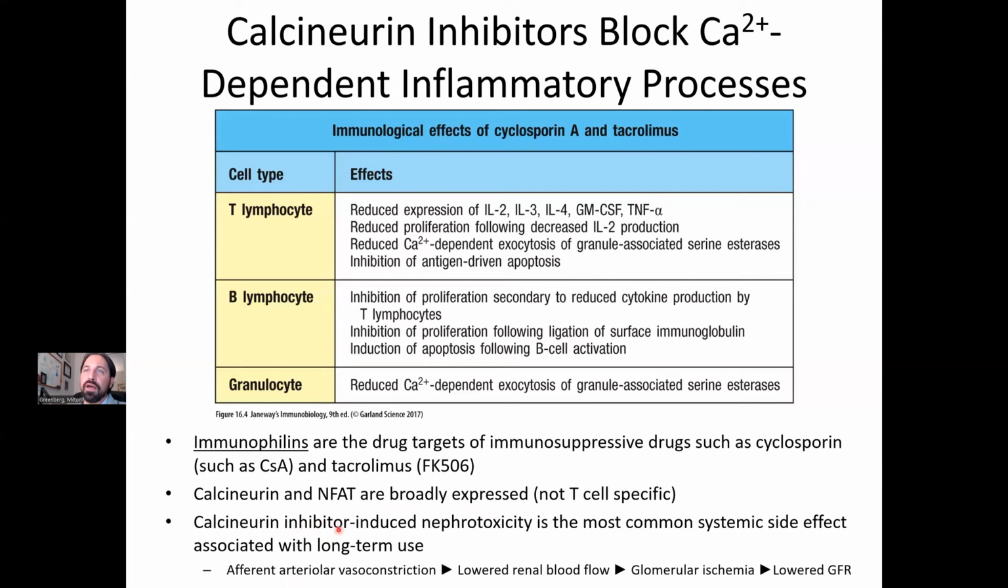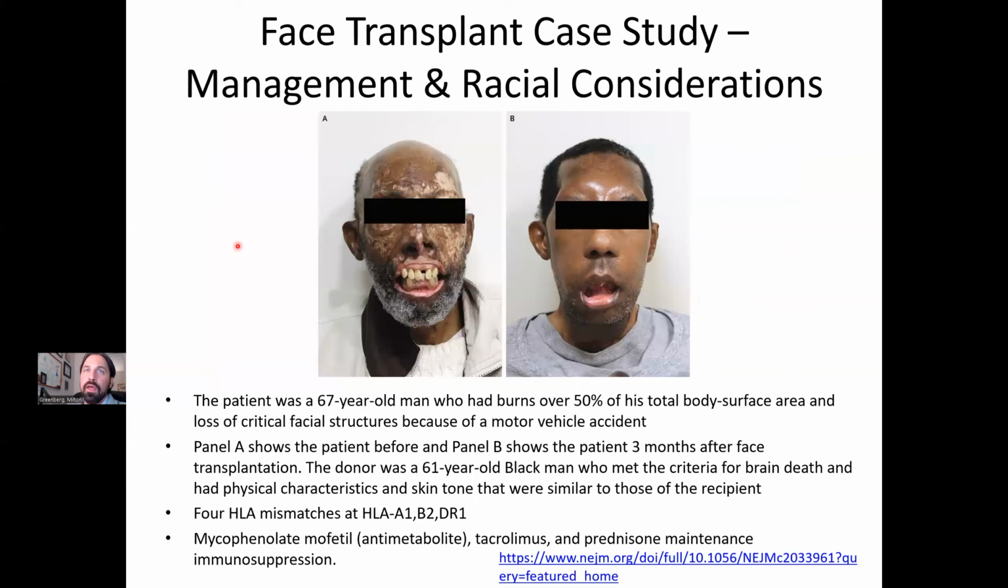And the reason is because you can get calcineurin inhibitor-induced nephrotoxicity. Essentially this works because the afferent arterioles that are going to the kidney also express calcineurin, and this can cause vasoconstriction, lowered renal blood flow, also causing ischemia in the kidney and a lowered filtration rate in the kidney. So let's look at the case of transplant immunology.